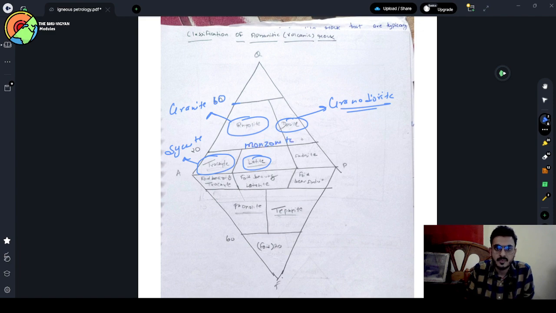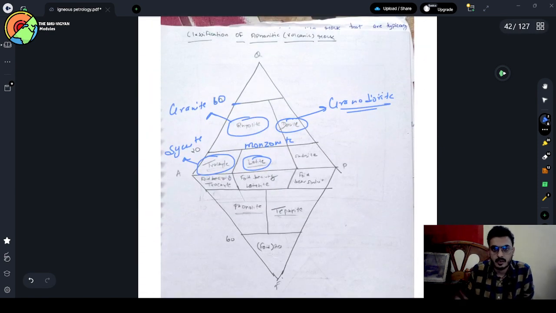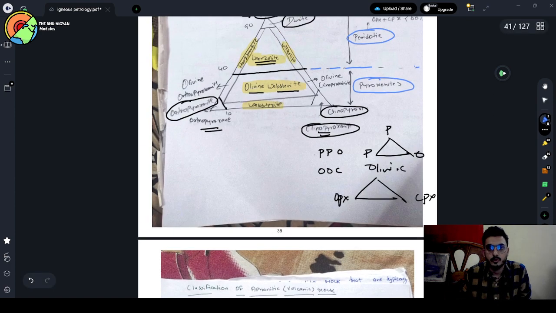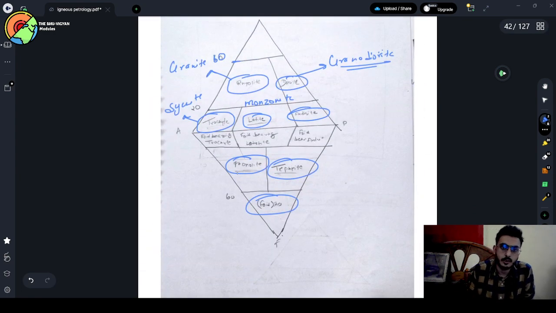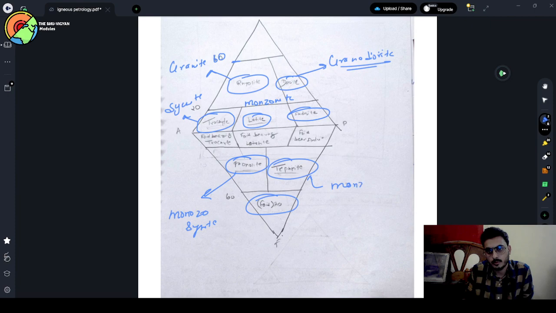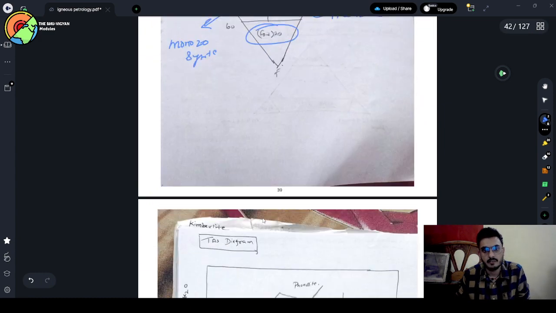Here we have latite, which is the volcanic equivalent of monzonite. And here we have andesite, which is the volcanic equivalent of monzodiorite. And here we have phonolite, here we have tephrite, and here we have foidites. So phonolite is a volcanic equivalent of monzosyenite, and tephrite is the volcanic equivalent of monzodiorite. So this is the classification for aphanitic igneous rock.